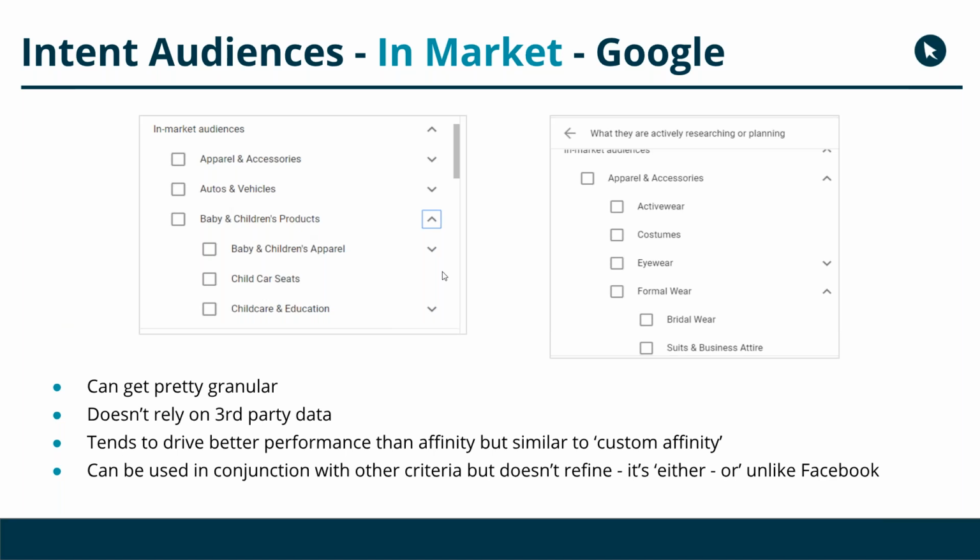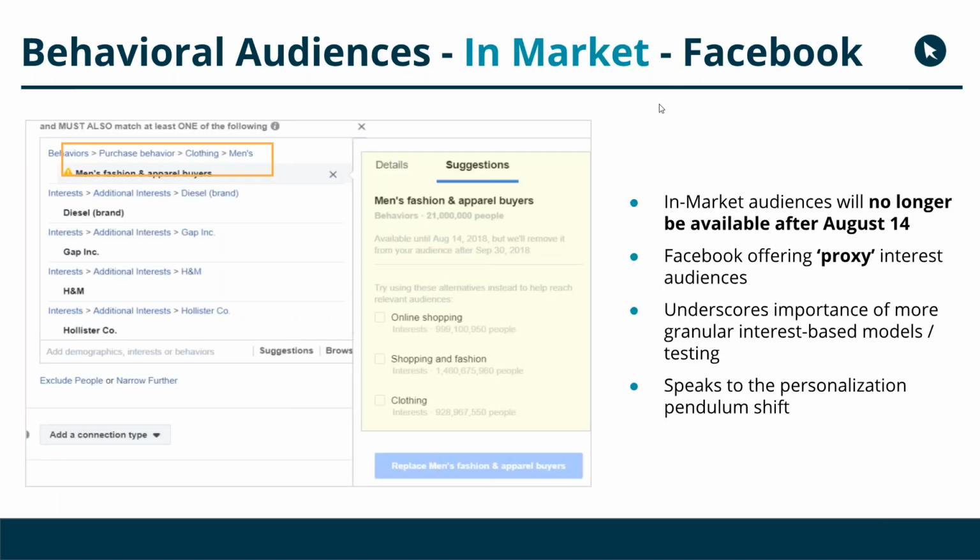On Facebook, in-market is a little bit different. On Facebook, this is within an ad set, and we're looking at the targeting criteria here. Notice that behavior is purchase behavior. That is basically Facebook's version of in-market. So that is all going away again in August. So you can't utilize this.